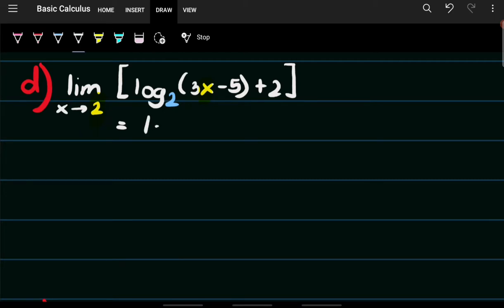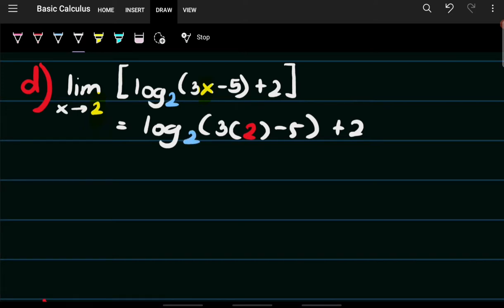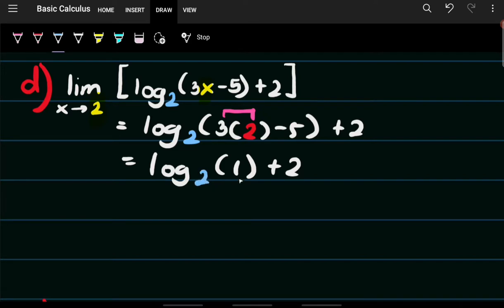So this will give us logarithm of 3x, so that's 3 times 2, minus 5, and then plus 2. The base is 2. Now, let's multiply. 3 times 2 is equal to 6. 6 minus 5 is equal to 1. So let's put the value right away. That's logarithm of 1 plus 2, and the base is equal to 2. Now, logarithm of 1 base 2 plus 2.